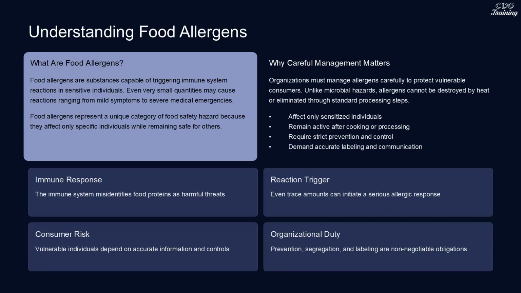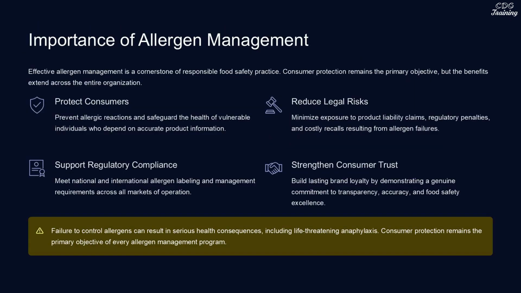Understanding food allergens is vital. They can trigger immune responses and require careful management to protect consumers. Organizations must focus on accurate labeling and communication. Effective allergen management protects consumers, reduces legal risks, and strengthens trust. It's a cornerstone of responsible food safety practice.